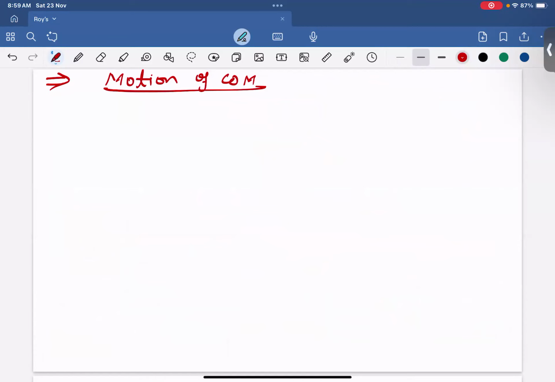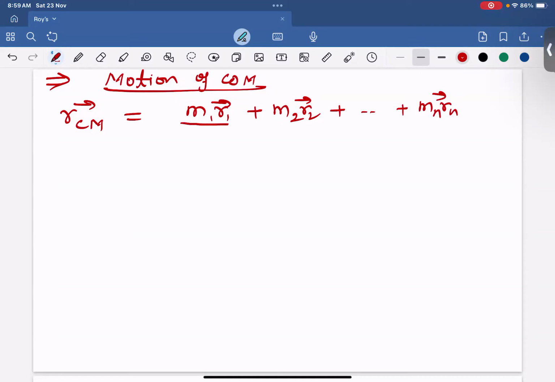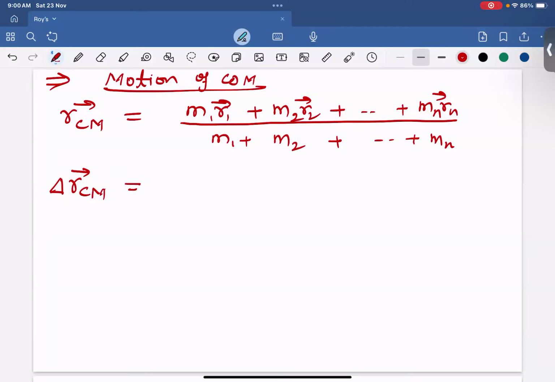You can write two formulas, or just start from the position. You know the position formula, RCM. If you have different particles, then use m1 r1 plus m2 r2, up to mn rn, divided by the total mass, m1 plus m2 plus up to mn. If the center of mass is moving, then how much has it moved? That is the displacement of the center of mass.